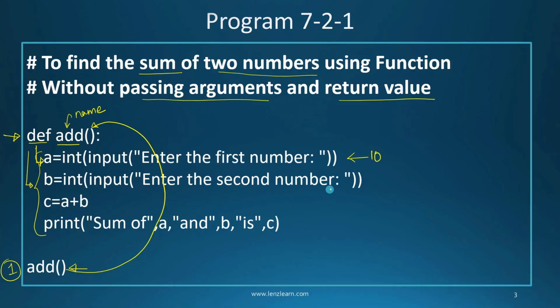After that it will ask for the second number. If I enter 20, 20 will be loaded into variable B. After that, inside the function, I will add A and B. So now the variable C has value 30. And after that, inside the function itself, I will print sum of 10 and 20 is 30. So after this print statement, the function is finished.